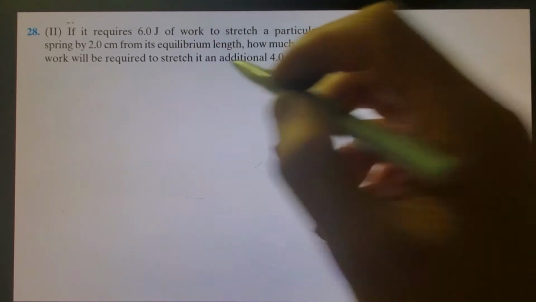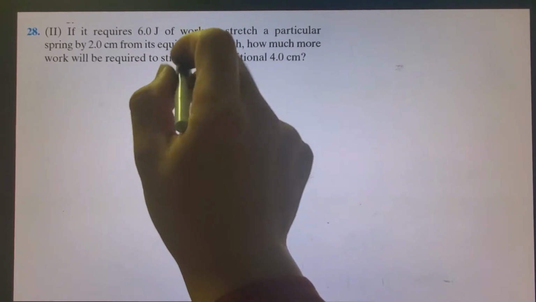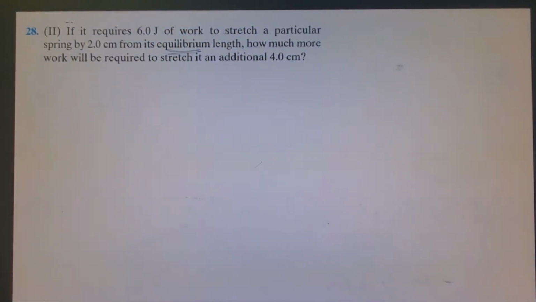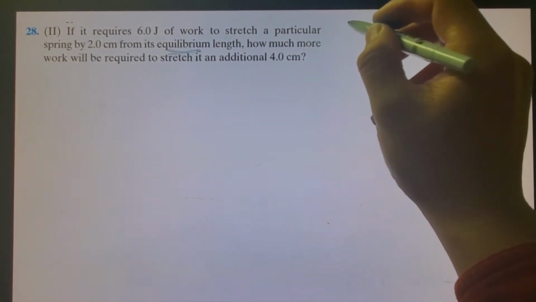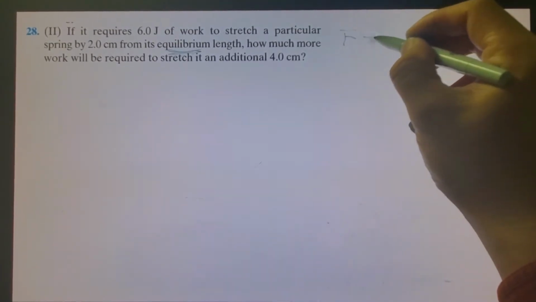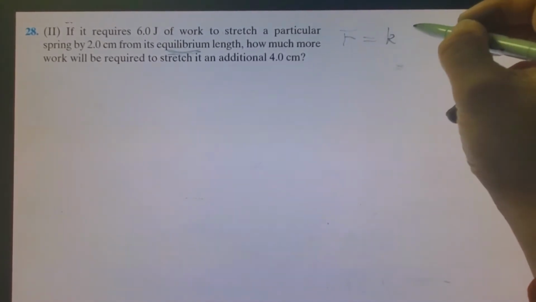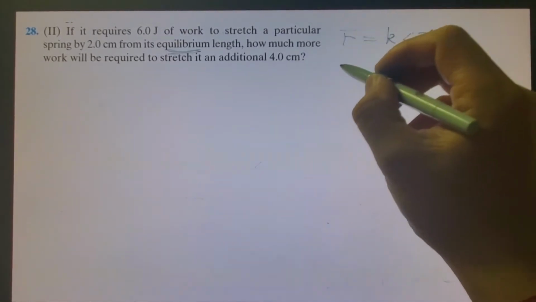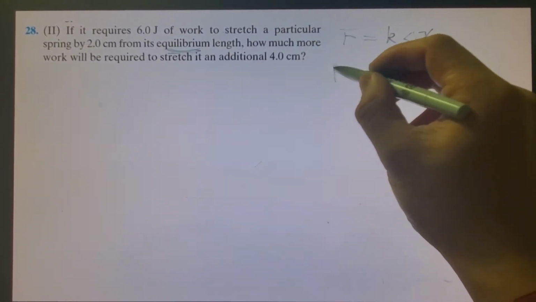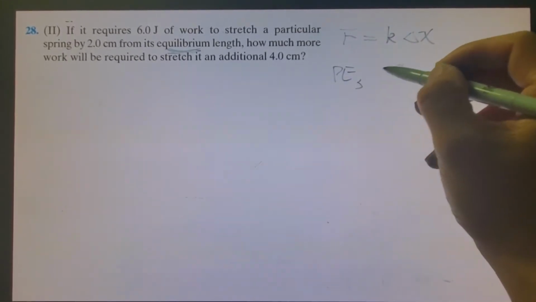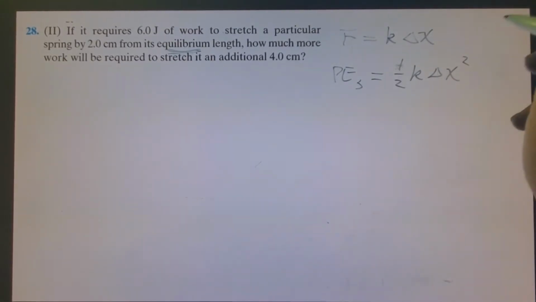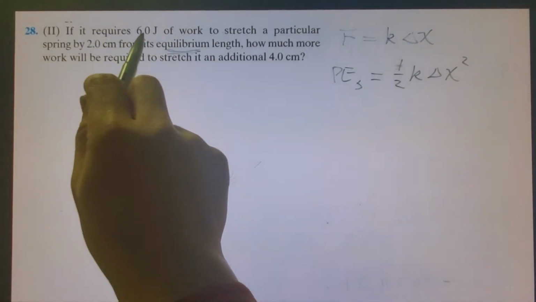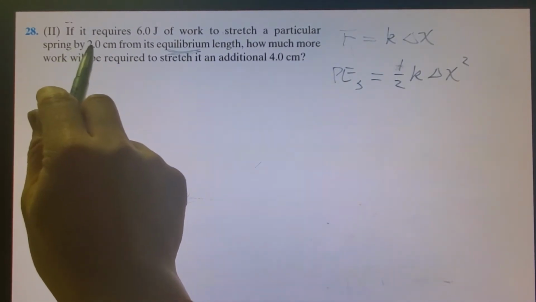Okay, a few words here. Equilibrium length: equilibrium means when the spring is relaxed, there's no force acting on it. So I'm going to write down a few formulas for the spring. The force needed to stretch or compress it is equal to the spring constant times delta x. That's one formula. The second formula is the potential energy of a spring, equal to half times the spring constant times delta x squared. All right, so it requires 6 joules to stretch this one.